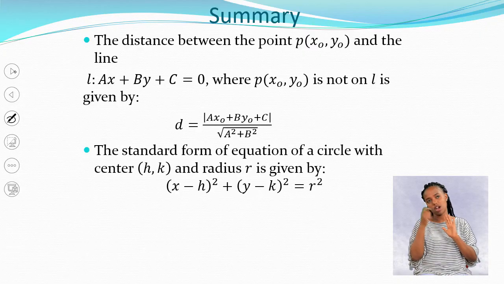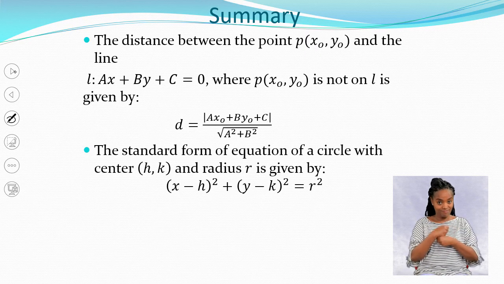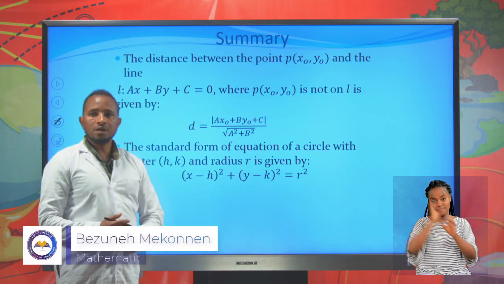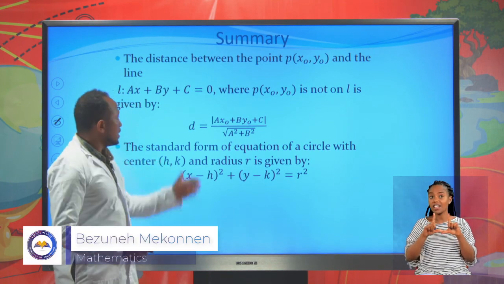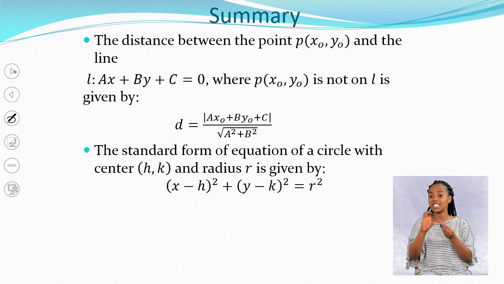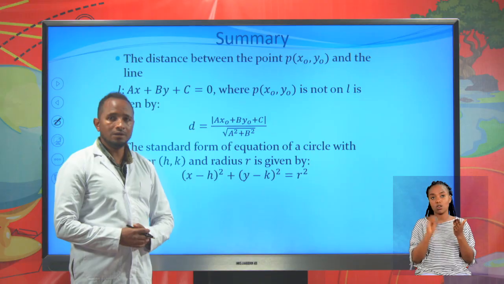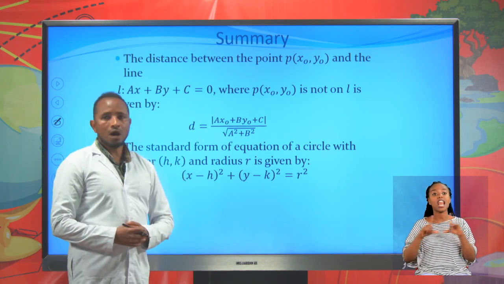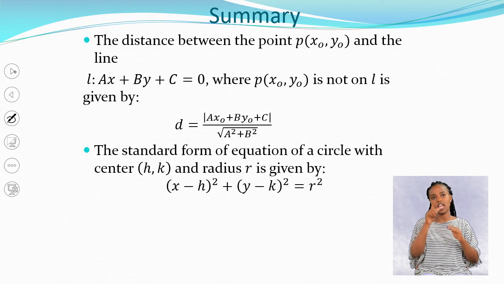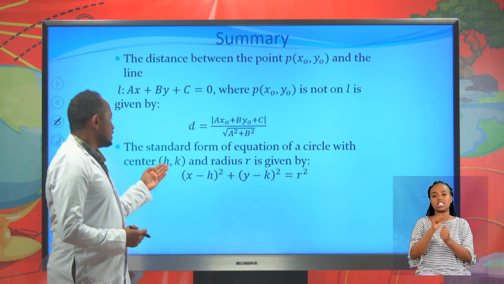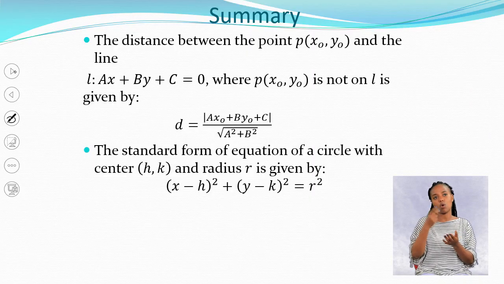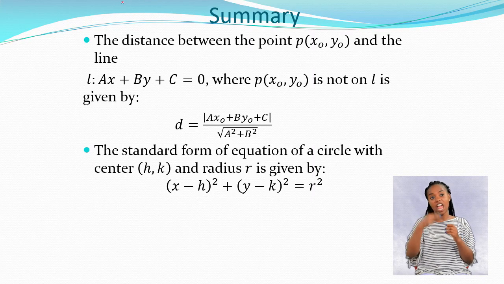Okay, so to summarize what we have seen today, the distance between the point P (x naught, y naught) and the line ax plus by plus c equals 0, where P is not on the line, is given by d equals the absolute value of a x naught plus b y naught plus c over the square root of a squared plus b squared. And the standard form of the equation of a circle with center (h, k) and radius r is given by (x minus h) whole squared plus (y minus k) whole squared equals r squared.